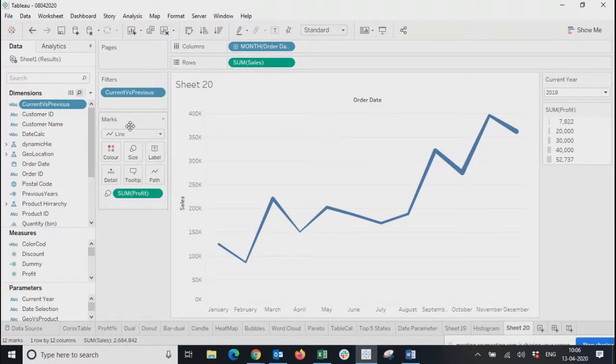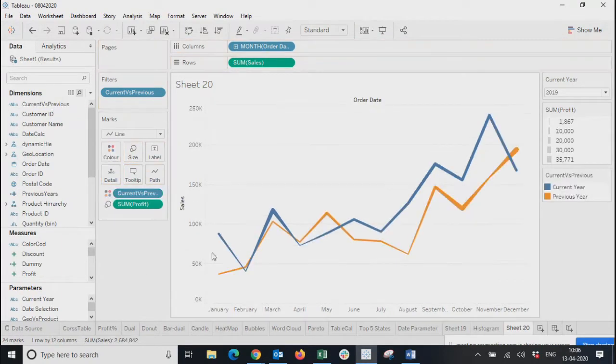Right now there is no year concept here, so it is going to show you only one trend. With the help of your current versus previous field, you'll be able to split this into two. If you drag this onto color, it shows two splits of the same data. Had it been three years, it would split into three. To see it better, you can drag year as I did. Just drag order date on top of labels, and you will know which is your current year and which is your previous year.